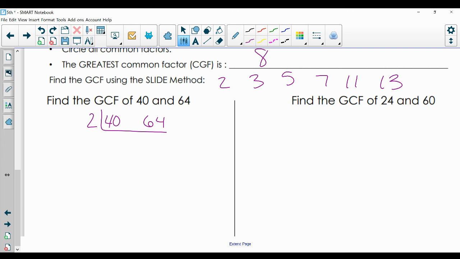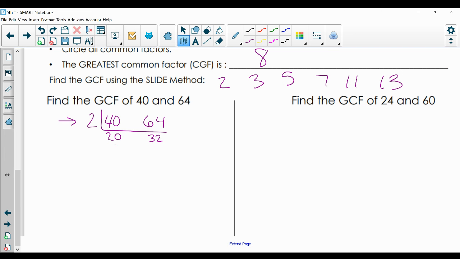Then we're going to divide it out. 40 divided by 2 is 20, so your answer goes up underneath it. 64 divided by 2 is 32. Whatever number you put out here has to work for both numbers inside the slide. If it works for one but not the other, you can't use it. It's got to work for both.